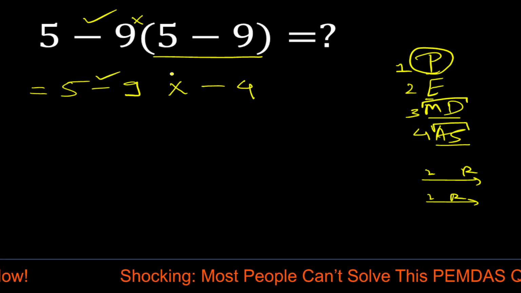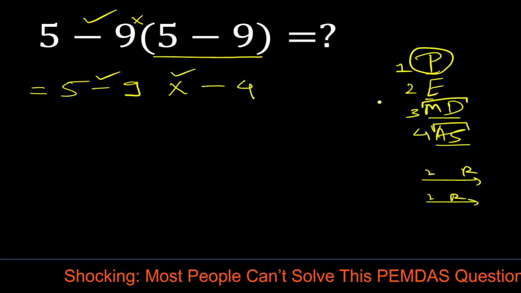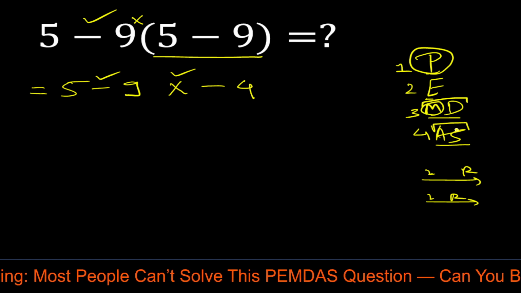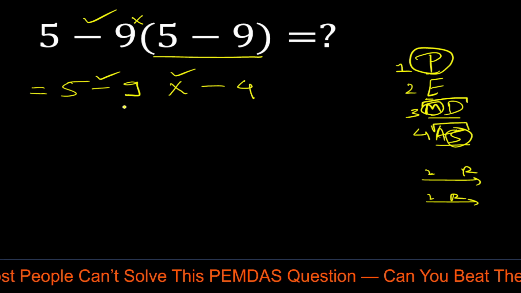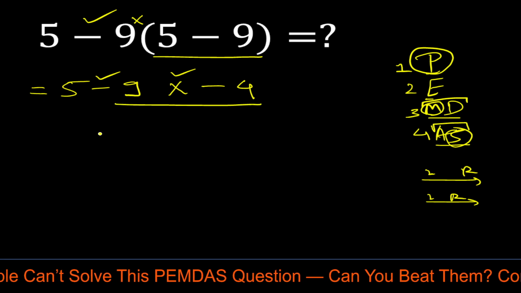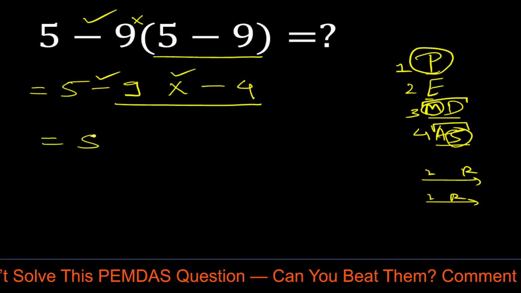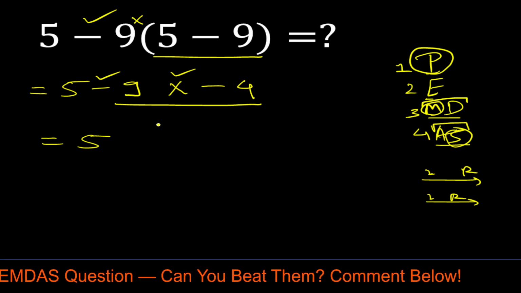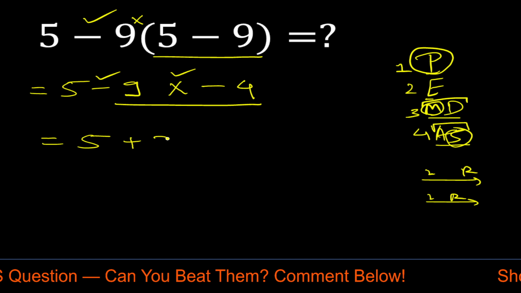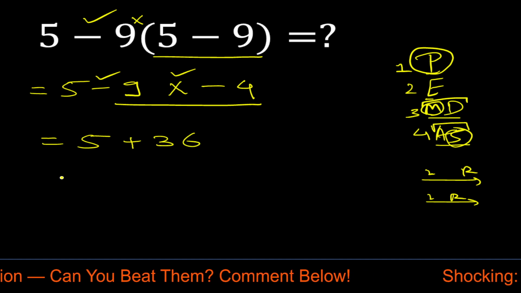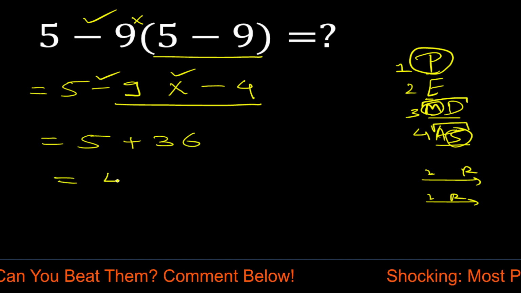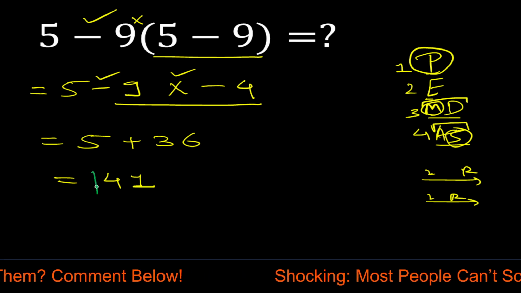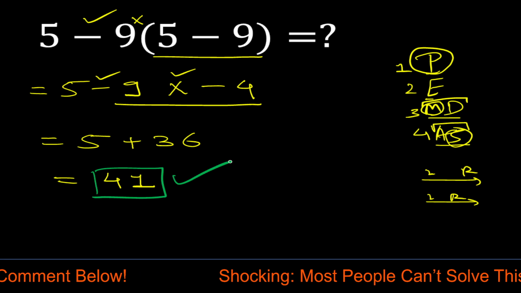Now here we have subtraction and here multiplication. So according to the PEMDAS rule, first we have to solve multiplication. Then we have to solve subtraction, right? So first we have to solve this multiplication. So 5. Now solve this multiplication. Minus 9 times minus 4 is equal to plus 36. So 5 plus 36 is equal to 41, right? So the correct answer is 41.